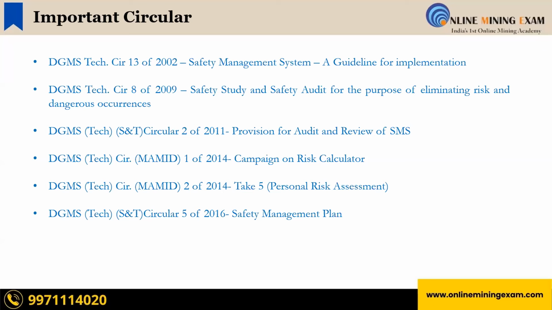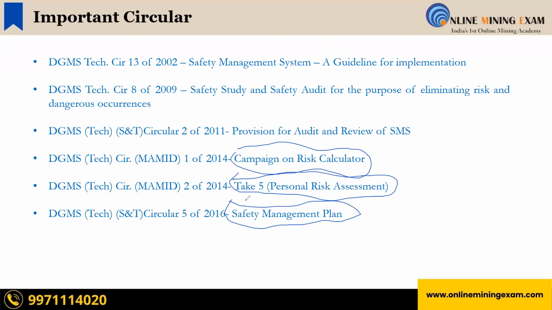All right, so we shall start from here. On the risk management topic, these have been very important circulars issued by DGMS. There was one circular in 2002 regarding safety management system, then in 2009 regarding safety study and safety audit, in 2011 regarding provisions for audit and review of safety management system, then 2014 campaign on risk calculator, 2014 Take 5, that is personal risk assessment, and then 2016 safety management plan. All these circulars are very important, but the campaign on risk calculator and Take 5, and of course this one, have been very hot topics in the DGMS exam. Every year questions are asked from this topic, and very easy questions are asked.